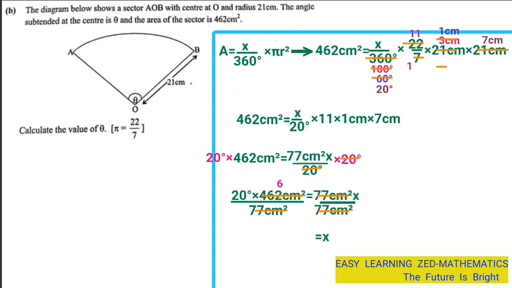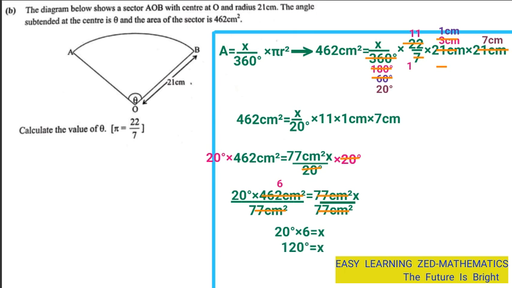So now I'm going to write what is remaining on the left side. As you can see, on the left side we are remaining with 20 degrees multiplied by 6. 20 degrees multiplied by 6 will give us 120 degrees. So we're going to say x is equal to 120 degrees.